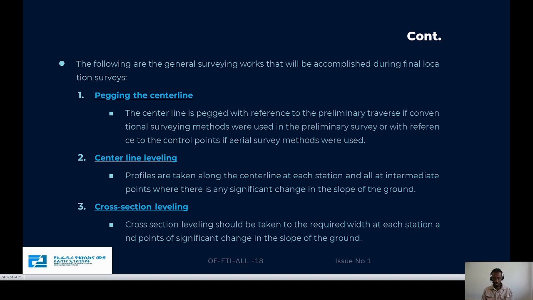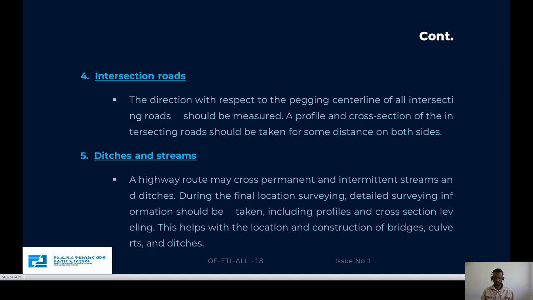We first establish the center line, then we establish a cross section of the required width. It is very simple. Also we place intersections. The directions with respect to the pegged center line of all intersecting roads should be measured. The profile and the cross sections of intersecting roads should be taken for some distance on both sides, and also we place the ditches.